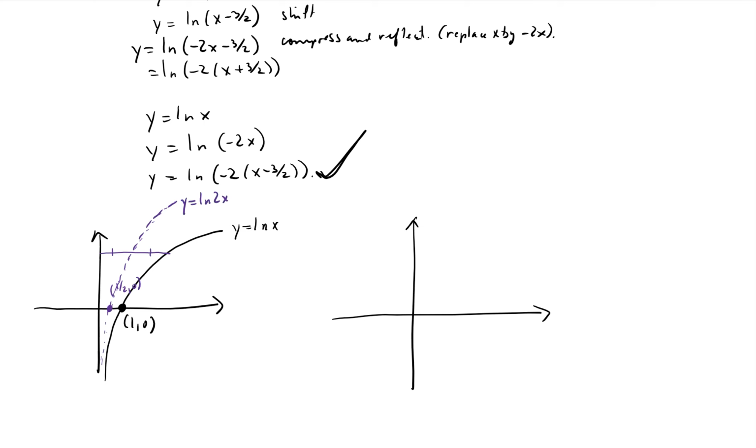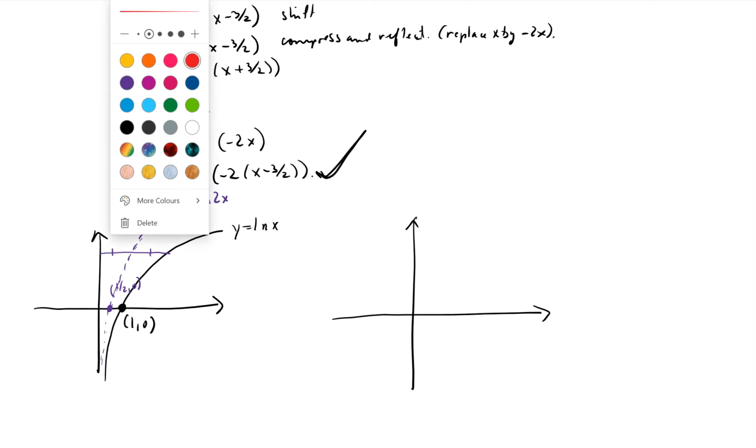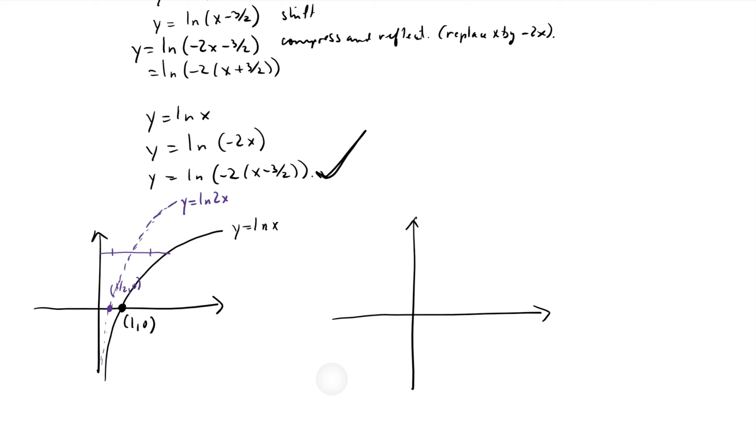If I reflect it across the y-axis, now it's going to look like this. Notice how my vertical asymptote isn't changing here. So this is my new curve that goes through, well, here minus 1/2, 0, because I reflected that point. So this is y equals ln of minus 2x.